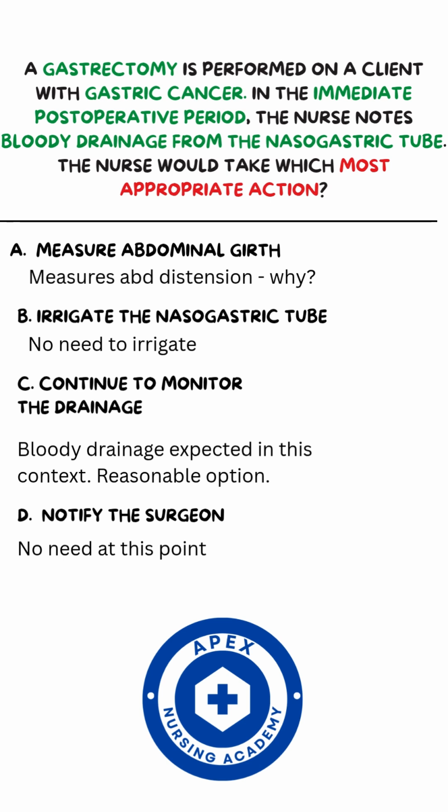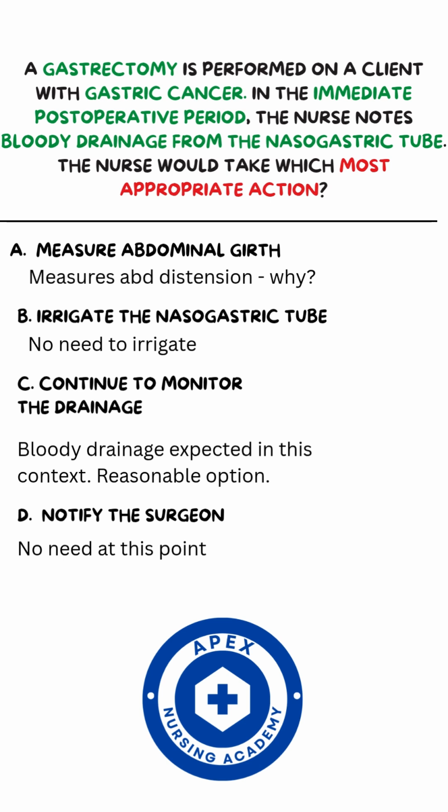A was measure abdominal girth. Well, why would we measure abdominal girth? Measuring abdominal girth gives us an assessment about abdominal distension. But why would we be doing this for an NG tube client post-op gastrectomy? So maybe that's not our most appropriate action.